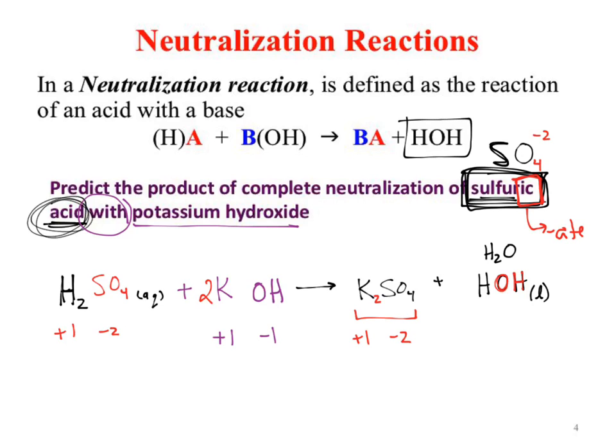How many hydroxides do we have here? We have 2 on the left-hand side. How many on the right? Only 1. It needs to be 2. How do I fix that? Put a 2 in front. I now have 2 hydroxides on the right.